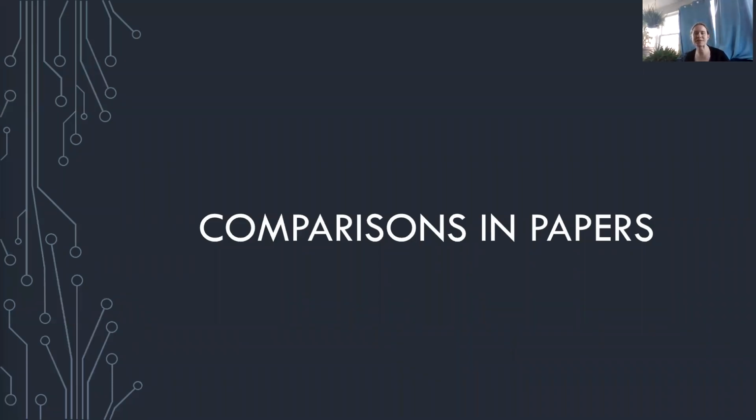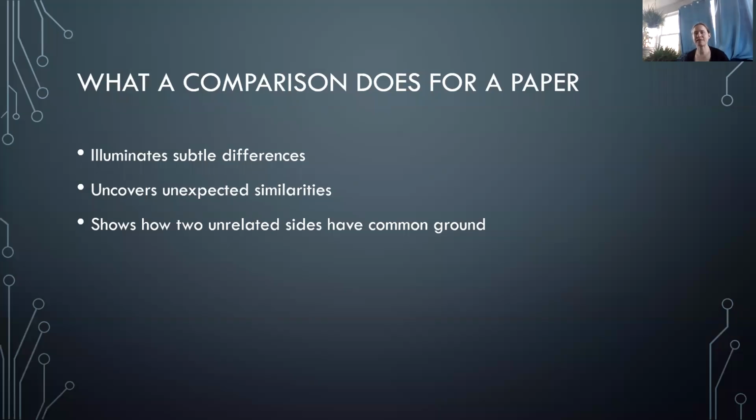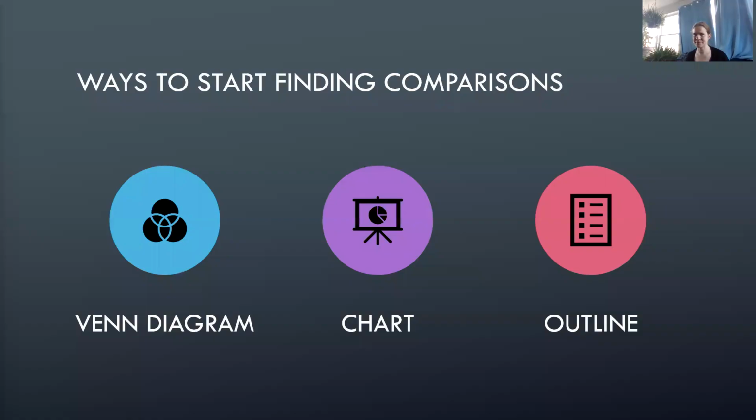For this segment, we're going to look at the different ways you can use comparisons in your paper. Comparisons are a mode of writing that allow you to illuminate subtle differences, uncover unexpected similarities, and show how to relate unrelated sides that have a common ground. There are a few different tools I'd like to introduce you to help you make these comparisons. They are the Venn diagram, the chart, and the outline.